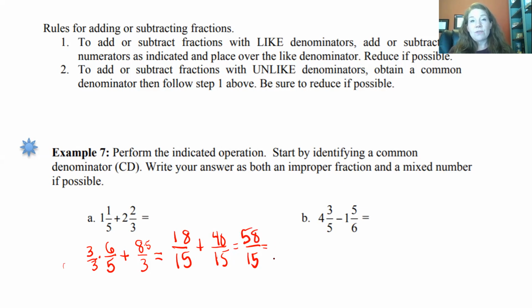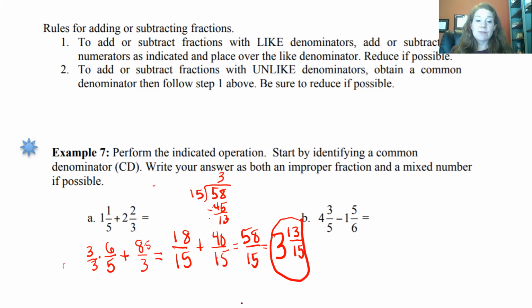And then I know that 15 times 3 is 45. So that means that 15 will go into 58. Let's go ahead and write it out like that. So if I multiply 15 times 3, I get 45. Then if I subtract, I have a remainder of 13. So it goes 3 full times with a remainder of 13 over 15. And that's my final answer.